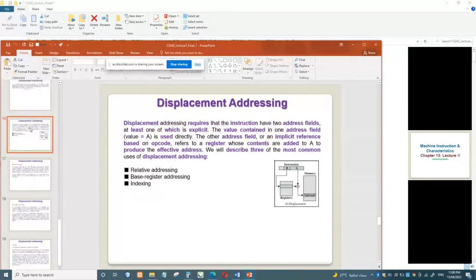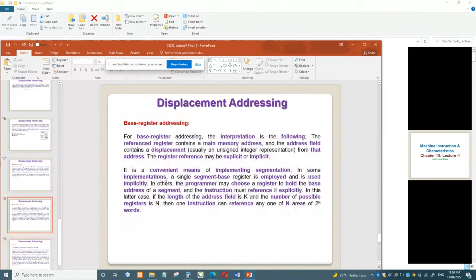So this is displacement addressing mode. You can see that in displacement addressing mode, we mainly talk about two types. One is base register addressing and another is indexing. In case of base register addressing, what will happen? The reference register contains a main memory address, so there will be one register that will contain a main memory address, and the address will contain the displacement.